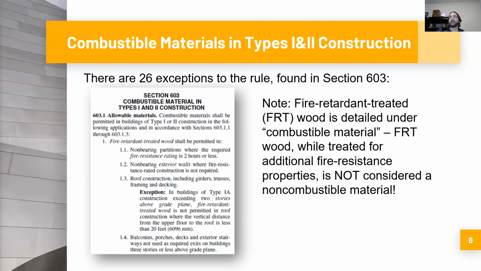So you can see this exception number 1. It says FRT wood is permitted in non-bearing partitions with less than 2-hour fire resistance rating required, non-bearing exterior walls where fire resistance construction is not required, and then of course roof construction, including girders, trusses, framing, and decking, and then balconies, porches, decks. So in a non-combustible construction type, you can use FRT wood in these instances.